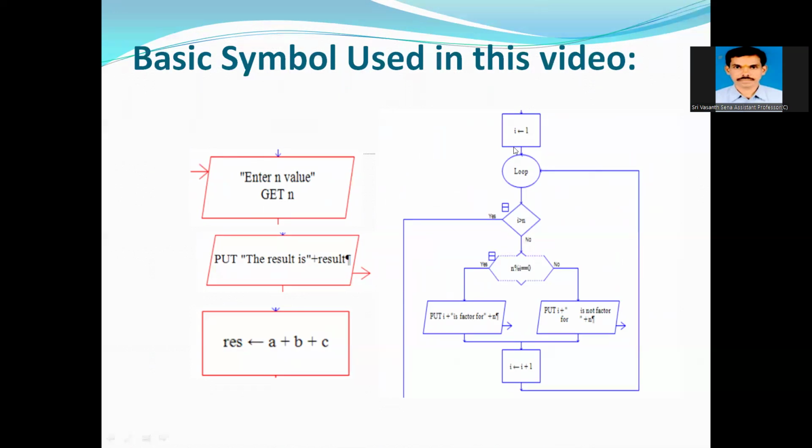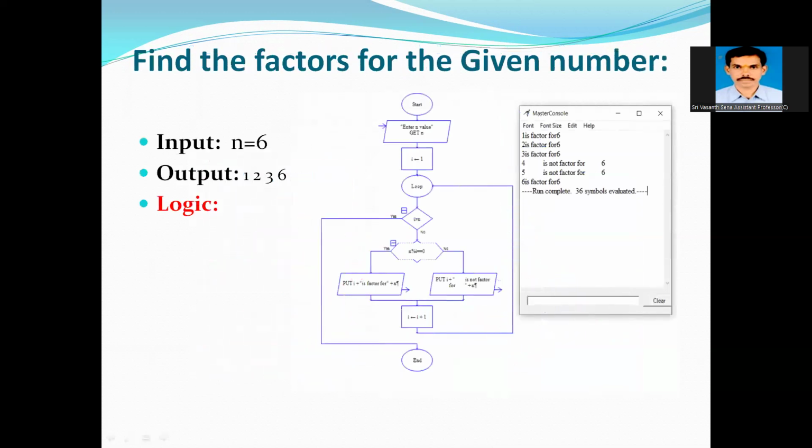The loop contains initialization and a condition. If the condition is false, the loop goes on to execute. In that, I am writing a selection statement. After that, we increment the I value.